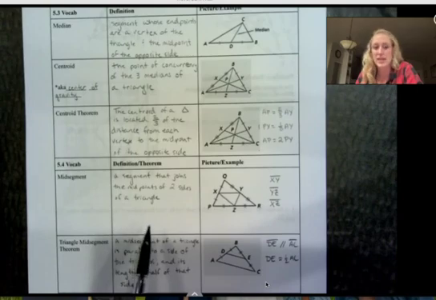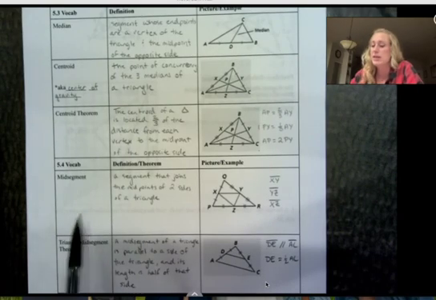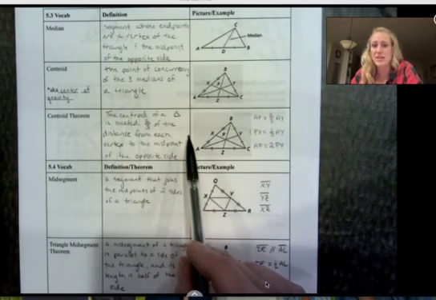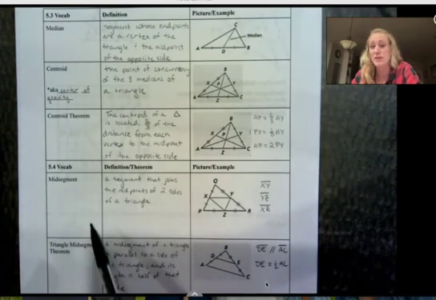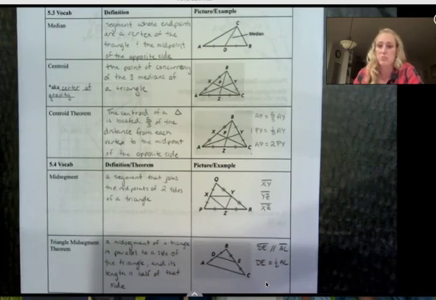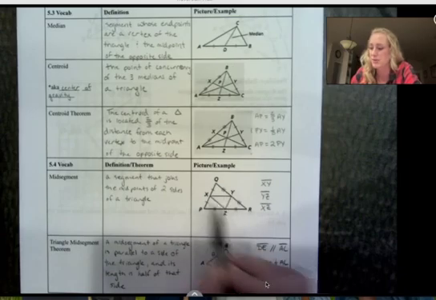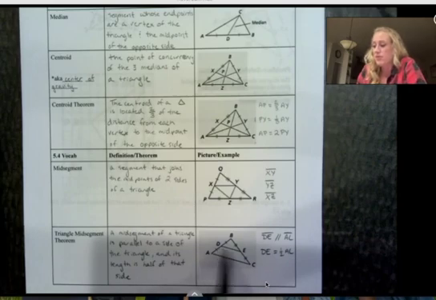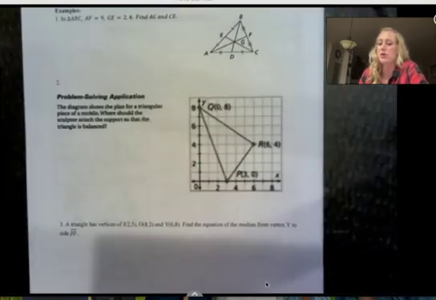Okay, so now the other one, this is from 5.4, is a mid-segment. So both of these involve midpoints. A median is a midpoint connected to a vertex. A mid-segment is two midpoints being connected. So if I do all three in a triangle, it forms what we call the mid-segment triangle. Triangle within a triangle, but all of these are connecting midpoints to each other. So we have a midsegment theorem as well. The midsegment is always parallel to the side that it's not connected to, and it's always half of that length. All right, so let's try a couple examples with those theorems.